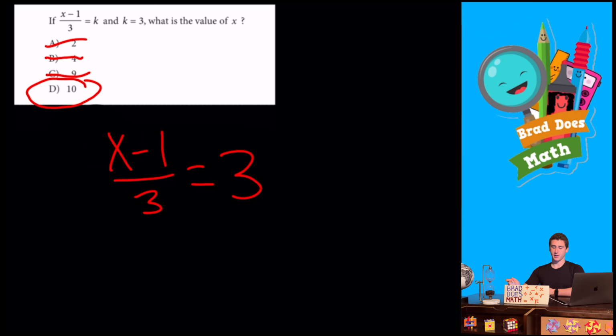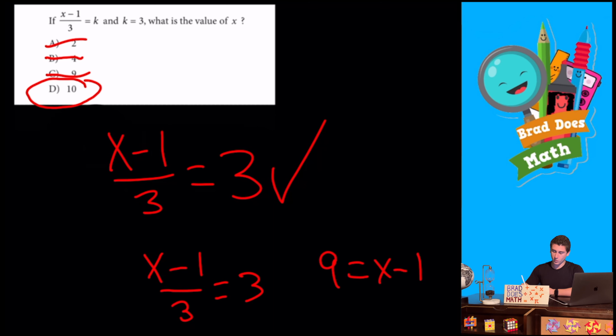But we can check it as well. 10 minus 1 is 9. And 9 over 3 does give you that 3. So this is definitely an easier problem. And could you have gotten the problem correct by cross multiplying and said 9 equals x minus 1 and then x equals 10? Sure. And is that quicker here for some of you? Sure, maybe. But there will be harder problems we'll see where it is quicker to use this method, where we're just plugging in the answers.